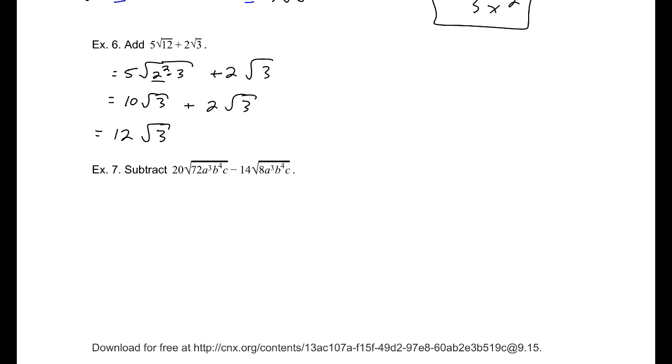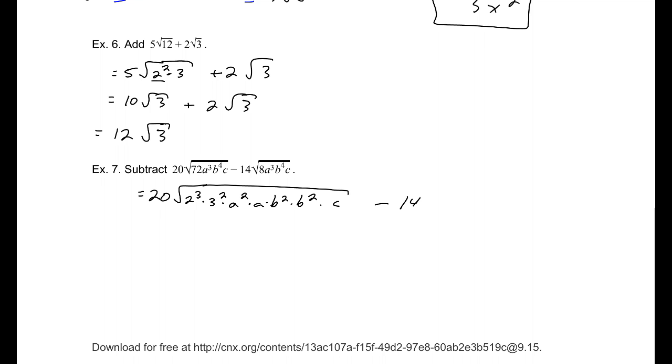All right, number 7, a little more complicated. First, let's go ahead and factor each of these. So 20, now 72 is 9 times 8, so that is 2 cubed times 3 squared. I'm going to go ahead and write this as a squared times a times b squared times b squared times c minus 14 square root of, and that'll be 2 cubed a squared times a times b squared times c, breaking that into exponents of 2.